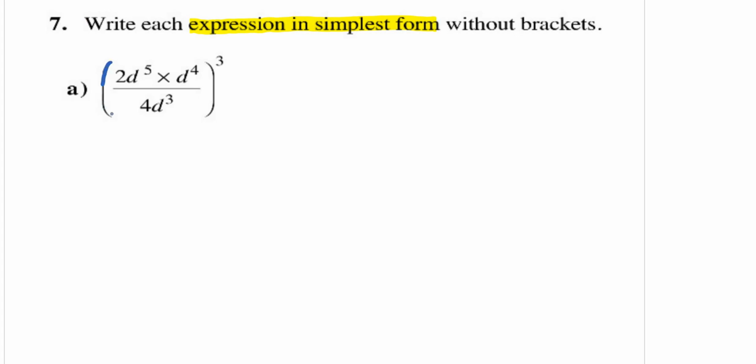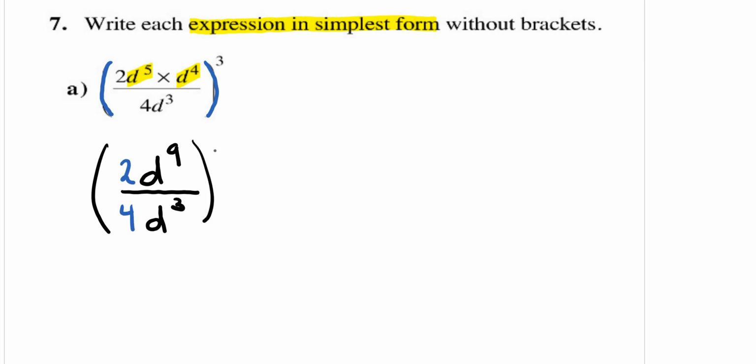So here are my brackets right here highlighted in blue. So you might want to start inside the brackets here. So I have the variable d to the 5 times d to the 4. So that's the same thing as d to the power of 9 divided by d to the power of 3. And then I have my coefficients of 2 and 4 there. And all of this is being raised to the power of 3.